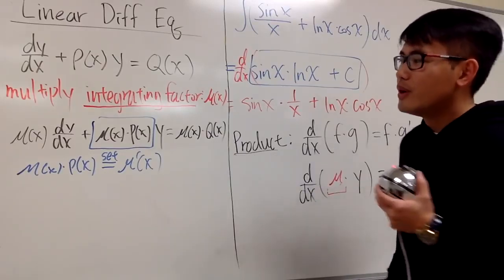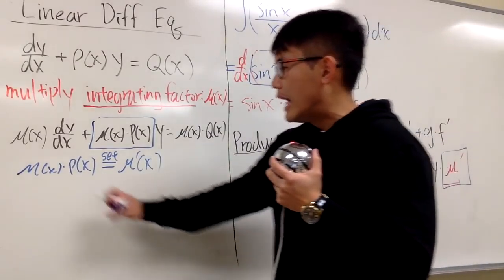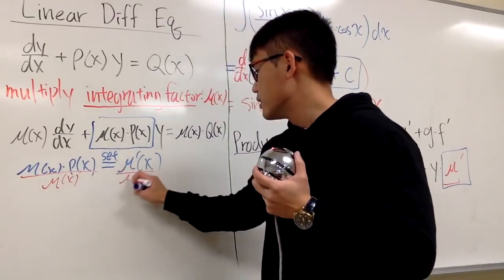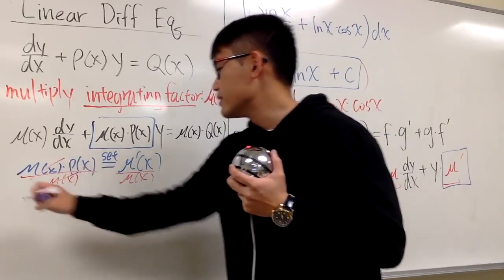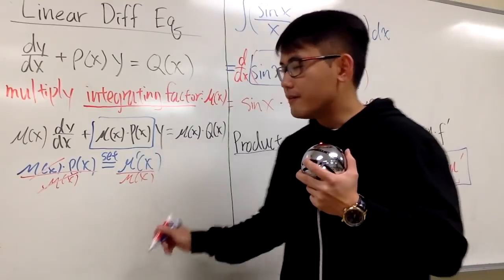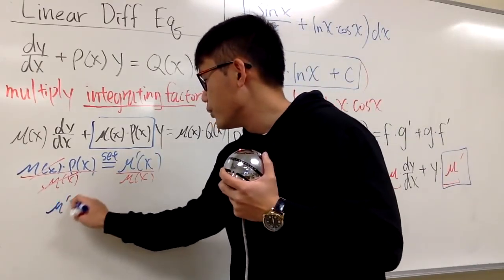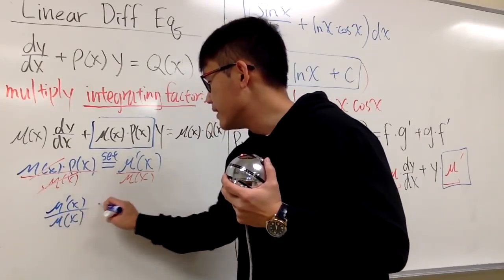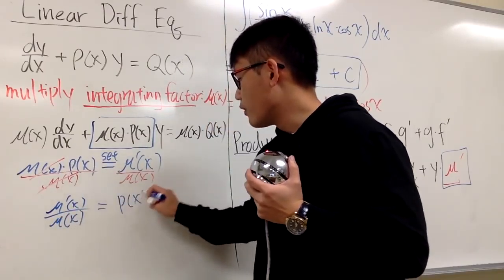Now let's continue. What I would like to do next is divide both sides by mu of x, okay? So that they cancel. And let me write this down first right here for you guys. We will have mu prime of x over mu of x, and this is equal to p of x.